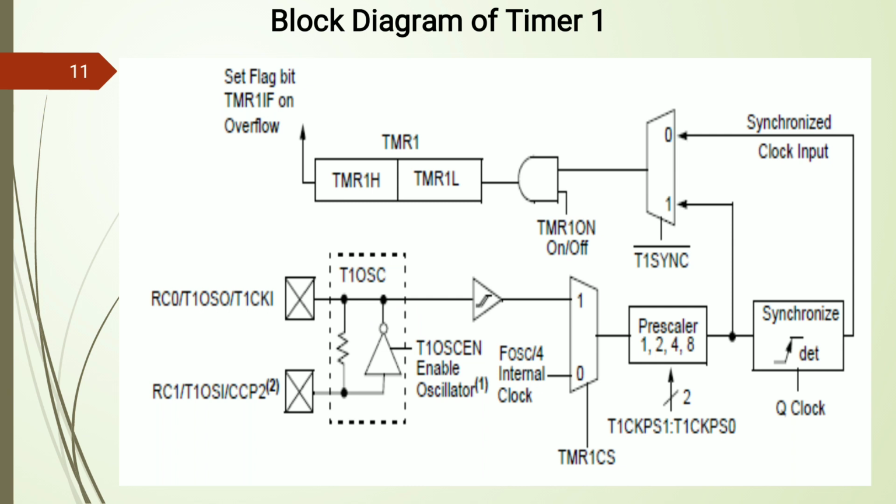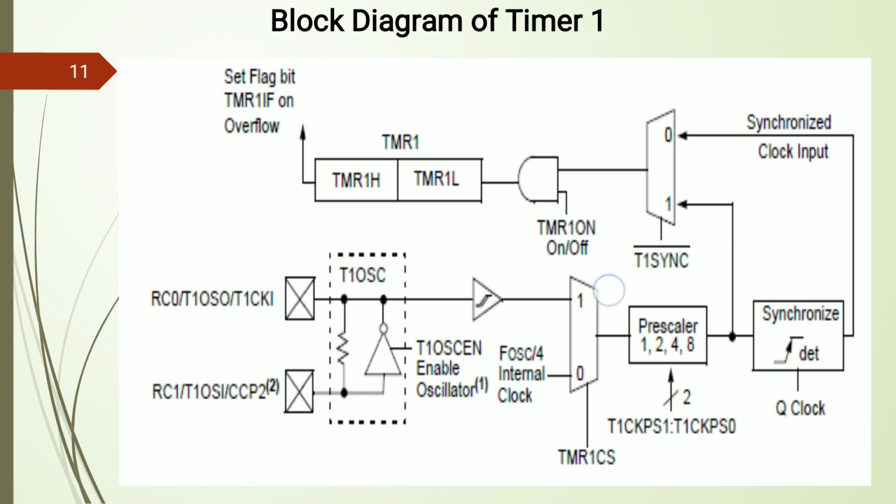After that we see the block diagram of timer 1. In this block diagram, we select the clock from either the internal or external oscillator with the help of TMR1CS. The internal oscillator is connected here, that is Fosc divided by 4, the clock pulse frequency, which is already connected to the controller. If we want to connect an external clock source, then we need to connect it at RC0 and RC1. So the clock source is selected by TMR1CS.